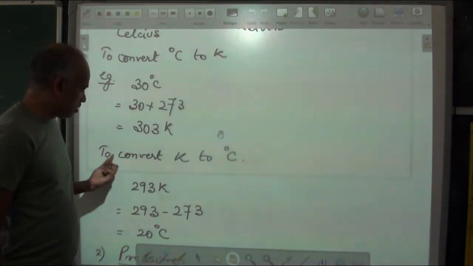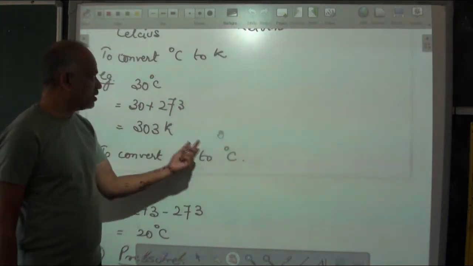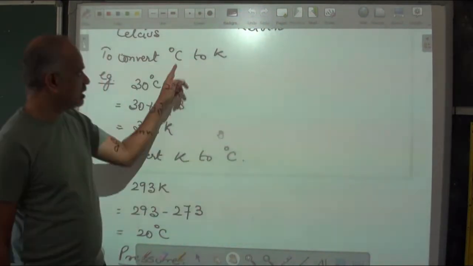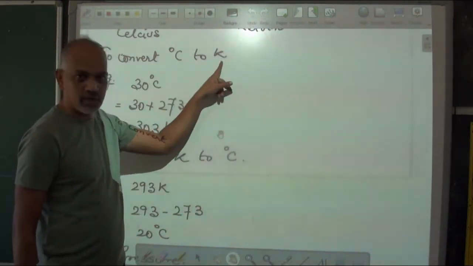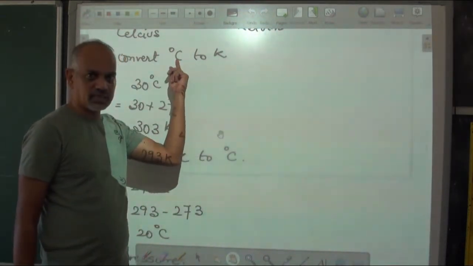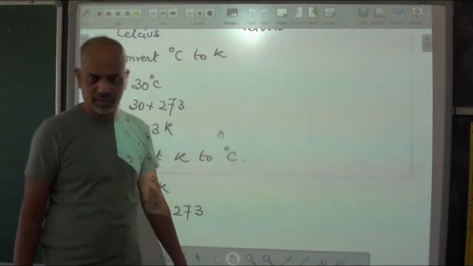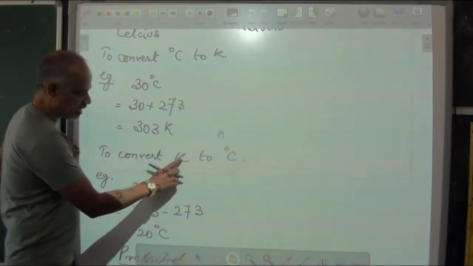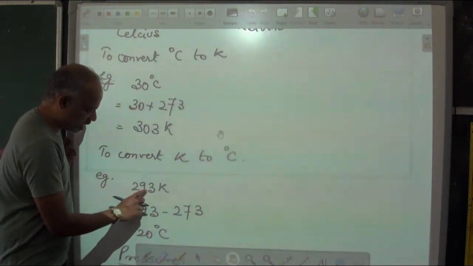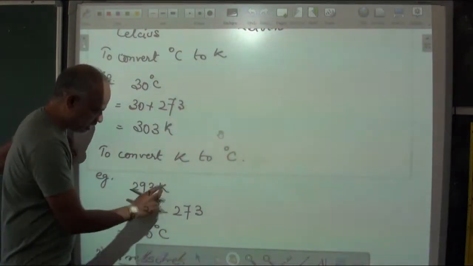Now the other way, to convert Kelvin to degrees Celsius, the opposite. If you have to change Celsius to Kelvin, you add 273. If you have to change Kelvin to Celsius, then you subtract 273. To convert Kelvin to degrees Celsius, an example: 293 Kelvin is the temperature given on the Kelvin scale.